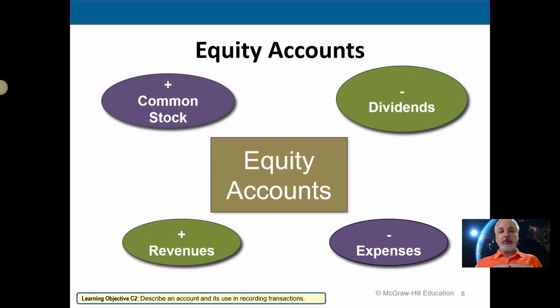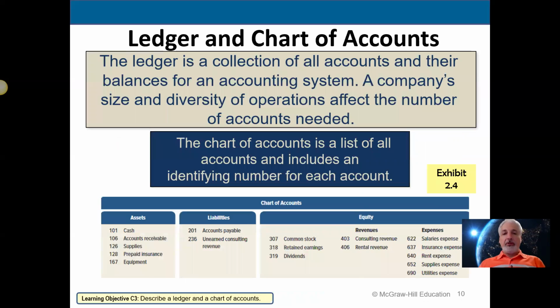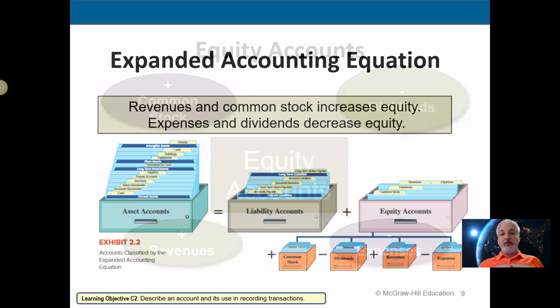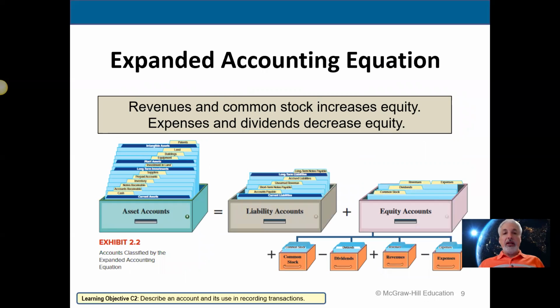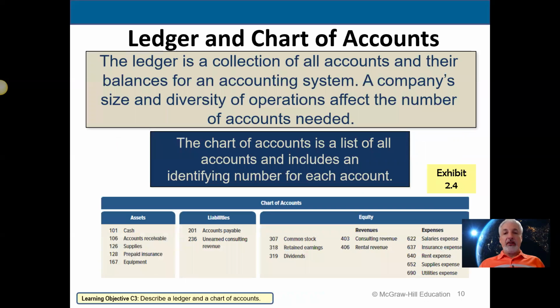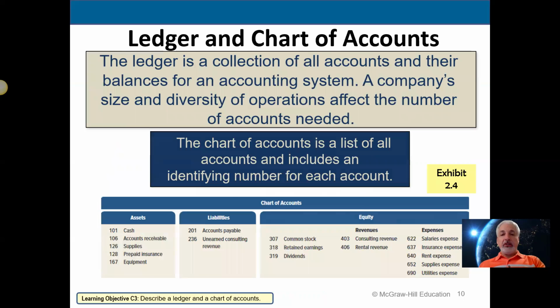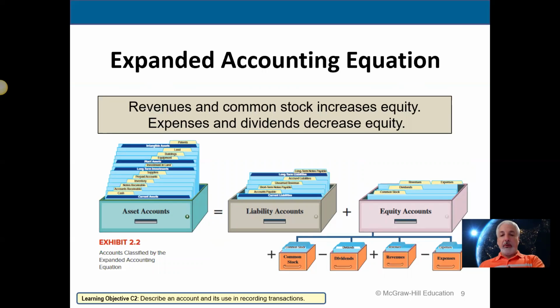We've got equity accounts. Common stock and dividends, and the net of revenues minus expenses, we actually know what happens there. It goes into net income, which ends up in retained earnings. We've talked about that before. So we have the expanded accounting equation. I don't know why the slides are jumping on me, but assets, liabilities, equity accounts, and equity was common stock, dividends, revenues, expenses, and that's the accounting equation. Assets equals liabilities plus equity.